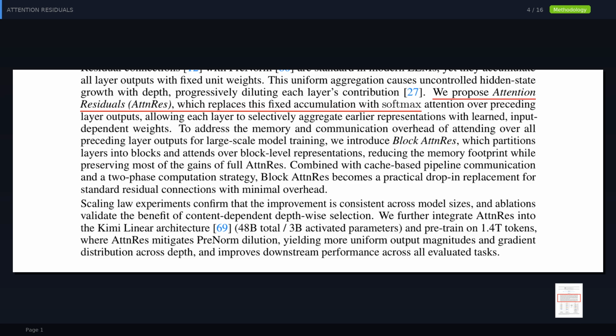Notice this key claim. The authors propose attention residuals, or AttnRes, to address the limitations of standard residual connections. Instead of fixed weights, AttnRes uses softmax attention to dynamically select and aggregate earlier layer representations. This allows the model to learn input-dependent weights, giving more flexibility and control over how information flows through the network.